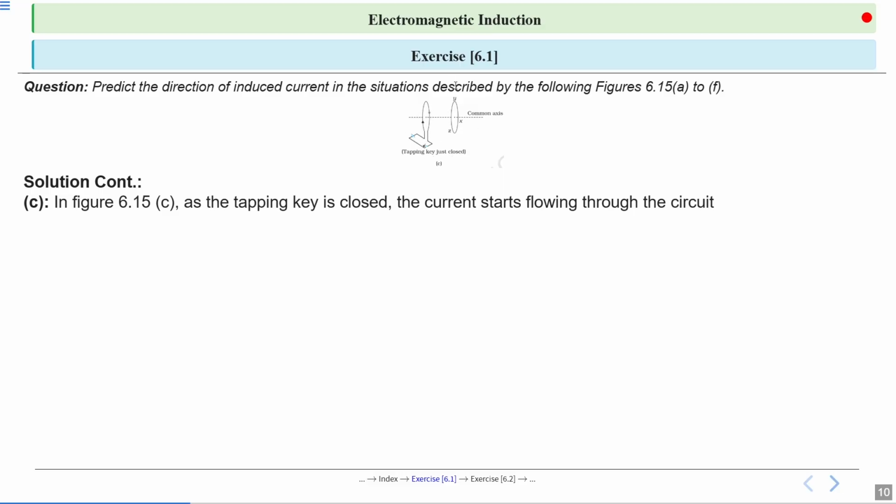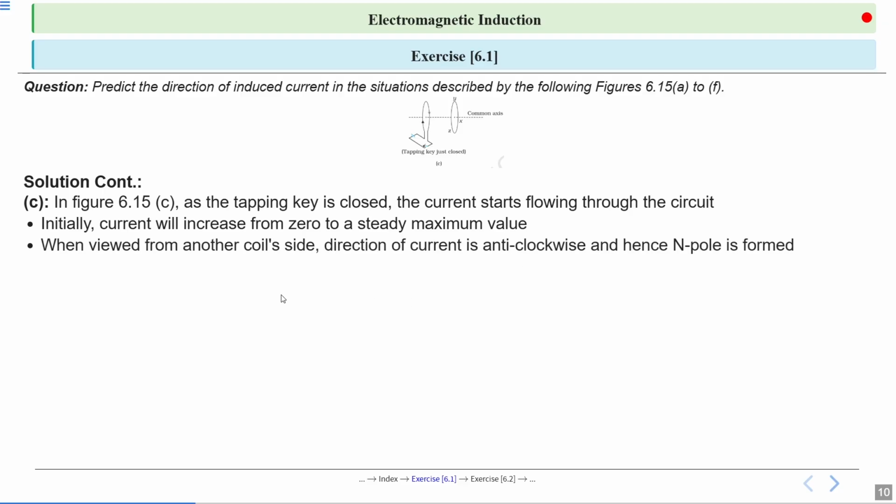So when viewed from this XYZ coil, it is in the clockwise direction. Okay, so the current starts flowing through the circuit. Initially current will increase from 0 to a steady maximum value. When viewed from the anti-clockwise direction, this direction, this shaded part, this light arrow is in the outward direction. This dark arrow is in the inward direction. So when viewed from another coil side, this XYZ coil, direction of the current is anti-clockwise, and hence north pole is formed. Okay.